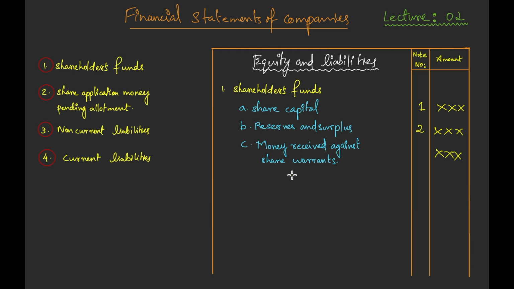So the important items under shareholders funds are these two items, that is share capital and reserves and surplus. Now in the next lecture, we will discuss the items disclosed under these two items, that is share capital and reserves and surplus, under notes to accounts.